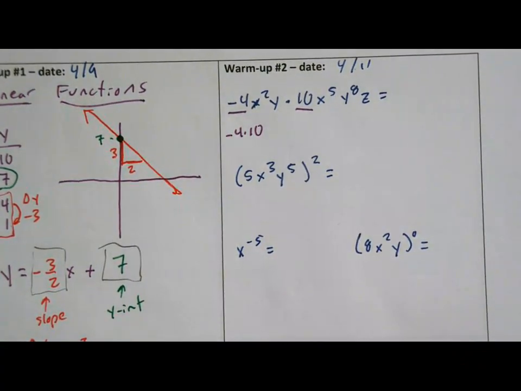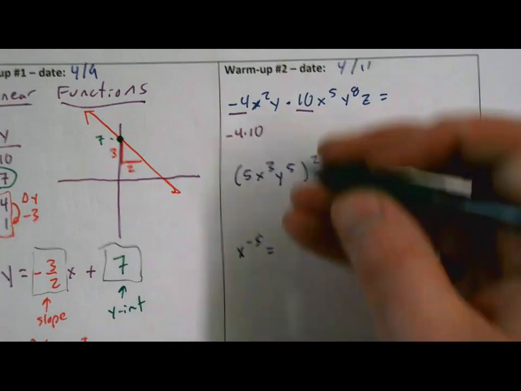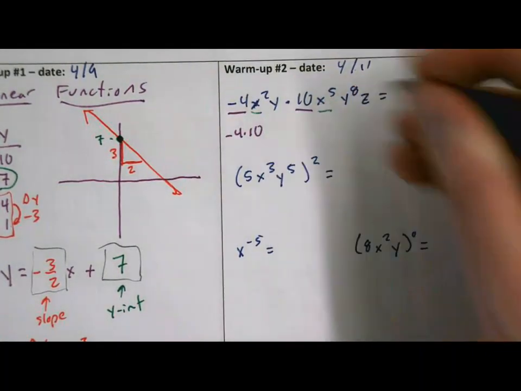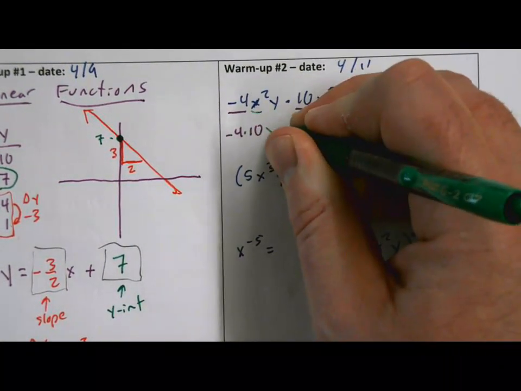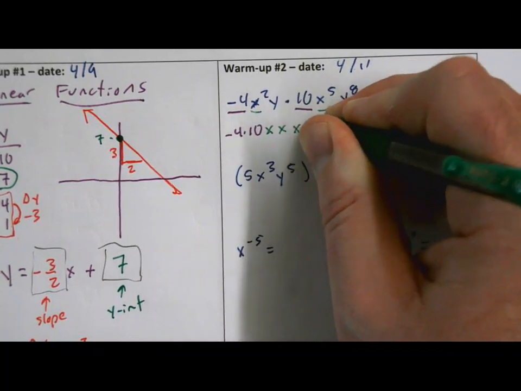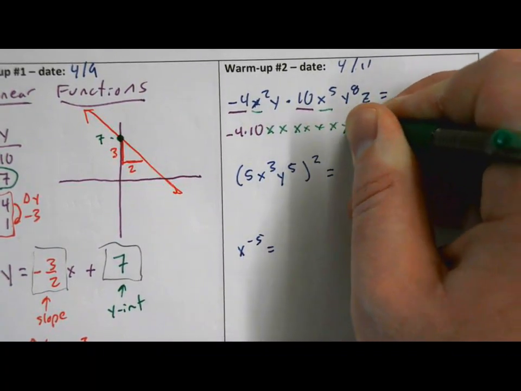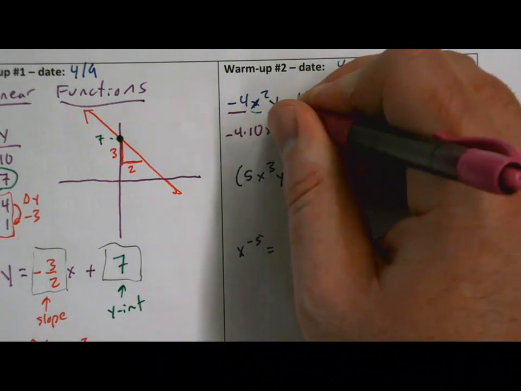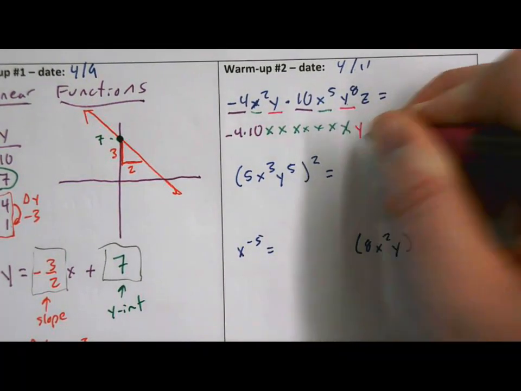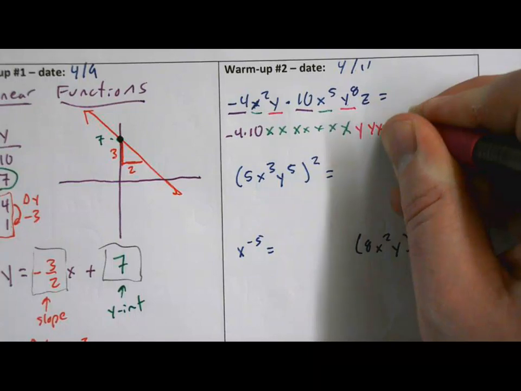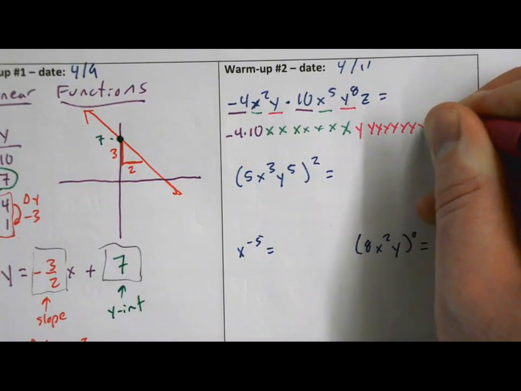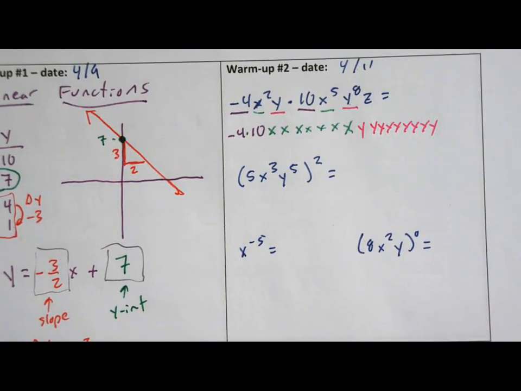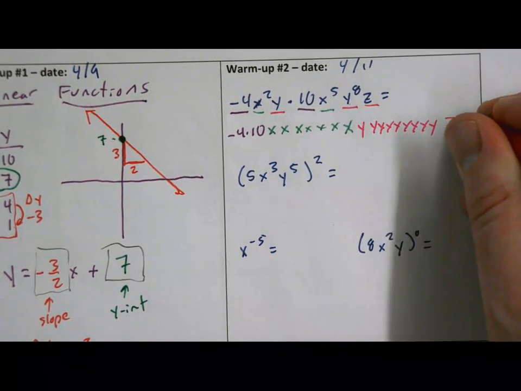And then I'm going to see what else I have that matches here. I've got an x to the second and an x to the fifth. So I'm going to write out x to the second, that's 2 x's, and x to the fifth, that's 1, 2, 3, 4, 5 x's. What else do we got? I got a y here and 8 y's over here. So here's my 1 y and here's 8 more: 1, 2, 3, 4, 5, 6, 7, 8. And then the only thing that's left here is a z. It doesn't have anything to match up with, so we just write z.